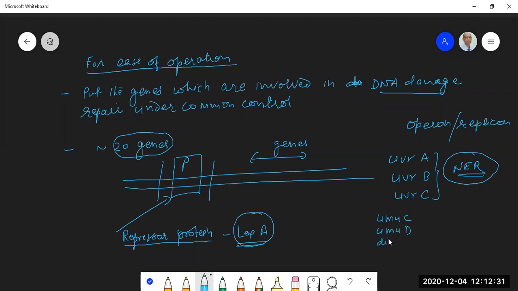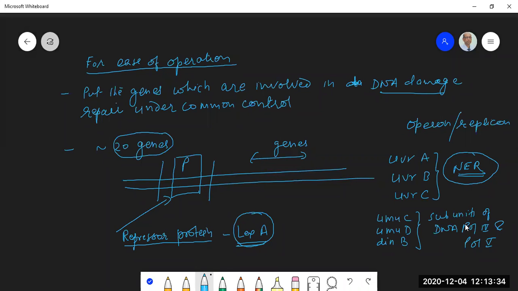UmuD. There is another gene called DinB. These genes code for subunits of DNA Pol IV and Pol V. These are the DNA polymerase enzymes. We have seen only DNA Pol I, Pol II, Pol III, but now these enzymes are also known. These DNA polymerases do not have proofreading activity, so they can get past damaged regions. Because they don't have proofreading activity, any synthesis of DNA done by Pol IV and Pol V is prone to a higher number of errors, leading to mutations.